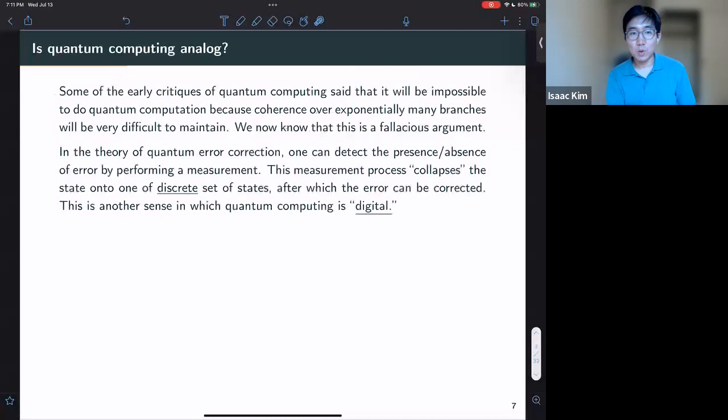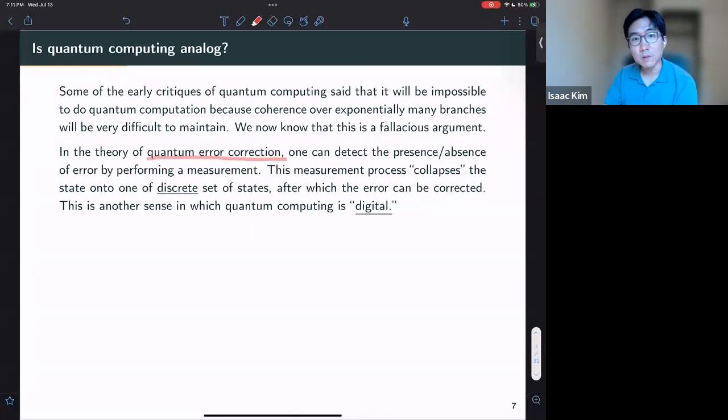This is more of a side comment, but some of the early critics of quantum computing said you will never be able to build a quantum computer because of decoherence, and you need to keep exponentially many branches of the wave function very accurately, which would be very, very difficult. But now we know that this is an incorrect argument, because since then people built the theory of quantum error correction, which we will not talk about.